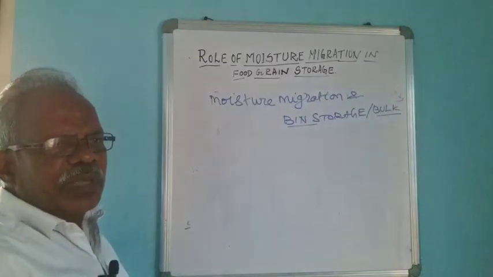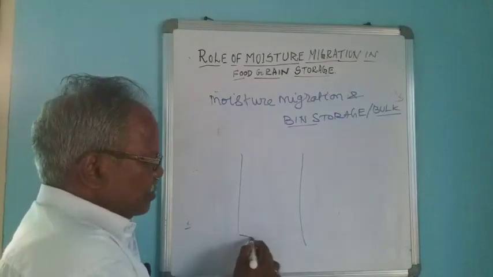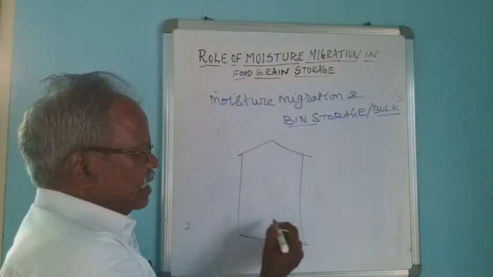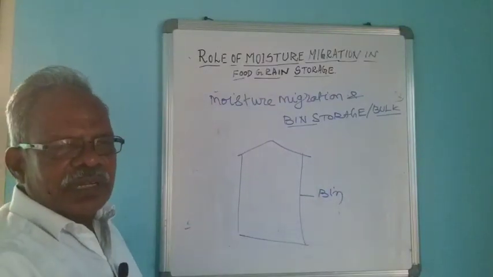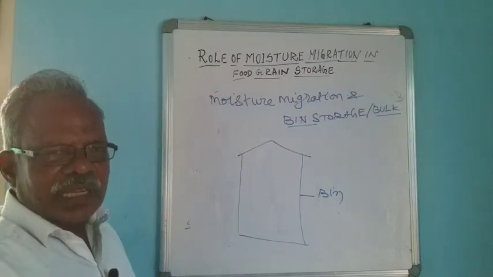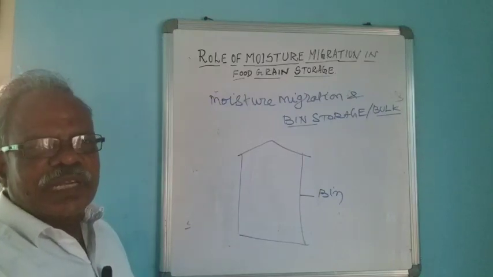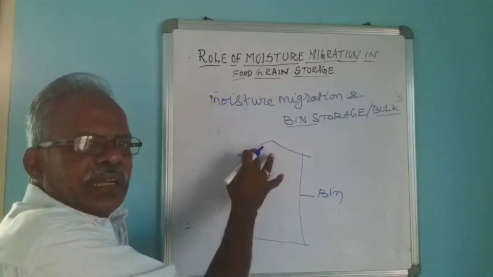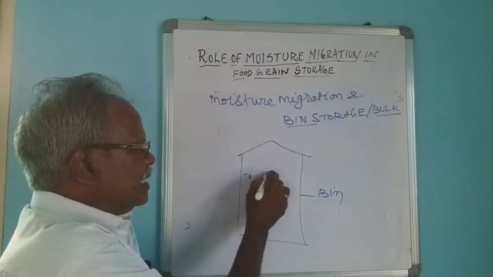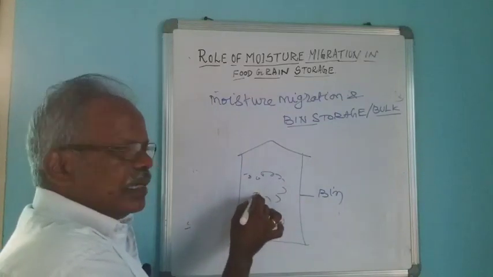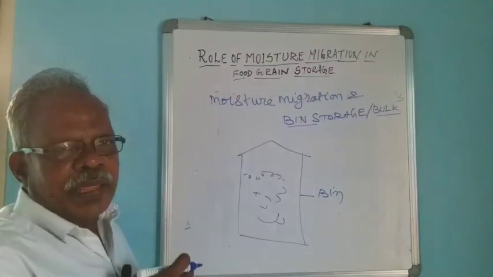So naturally, what does bin mean? A bin is a metallic structure with a bottom and a top. A bin means a tubular or circular structure, a circular cubicle with a top lid and bottom structure, wherein we store food grains, rice or wheat. This is called a bin. It may be made of concrete or of a metallic structure.